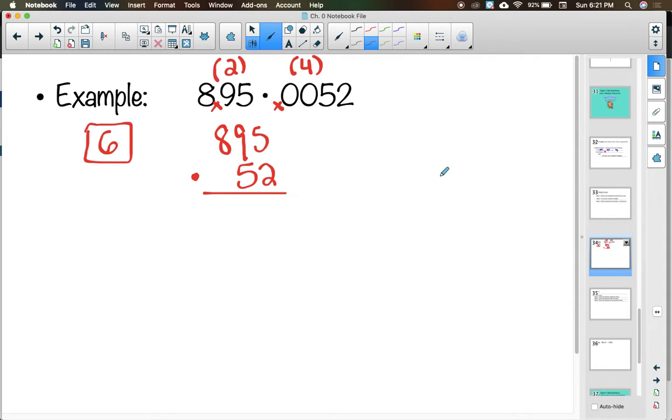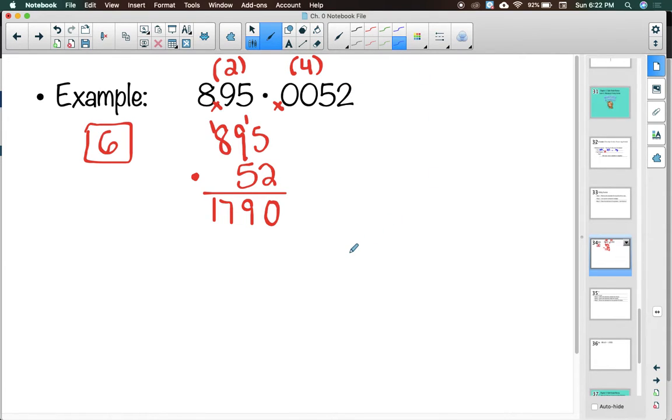Okay, so I'm going to just go ahead and multiply like normal. 2 times 5 is 10. Carry the 1. 2 times 9 is 18. Plus 1 is 19. 2 times 8 is 16. Plus 1 is 17.